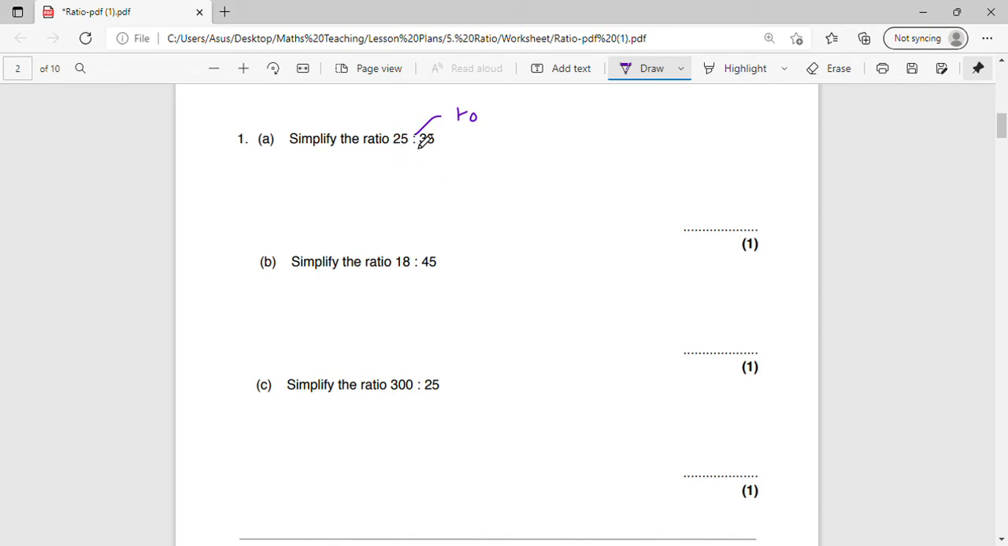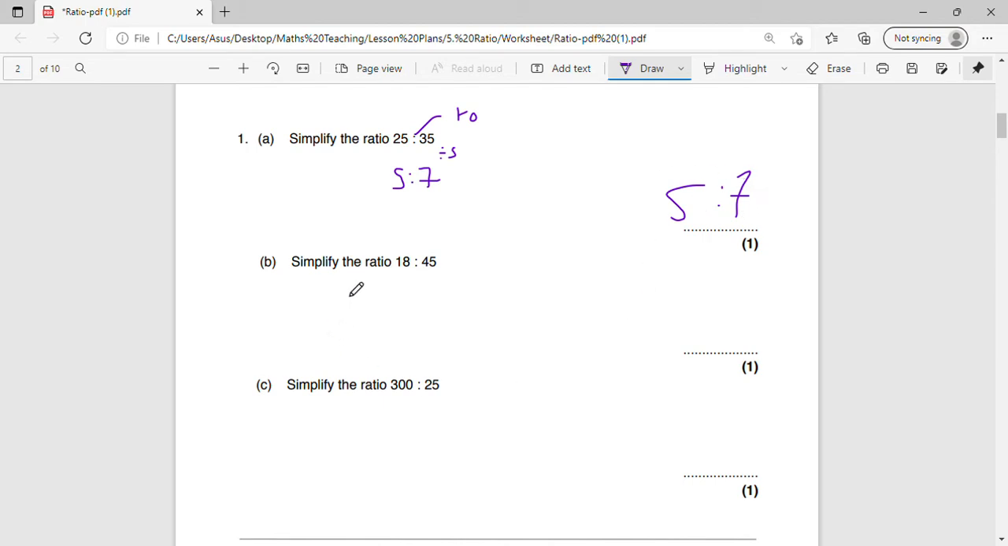So here we've got 25 and 35. I know initially both of these have 5 at the end, so they're both divisible by 5. So 25 divided by 5 equals 5, and 35 divided by 5 equals 7. So the ratio will be 5 to 7 simplified. Now we know that this is the simplest version because both 5 and 7 are prime numbers, okay? So we can't divide further than this.